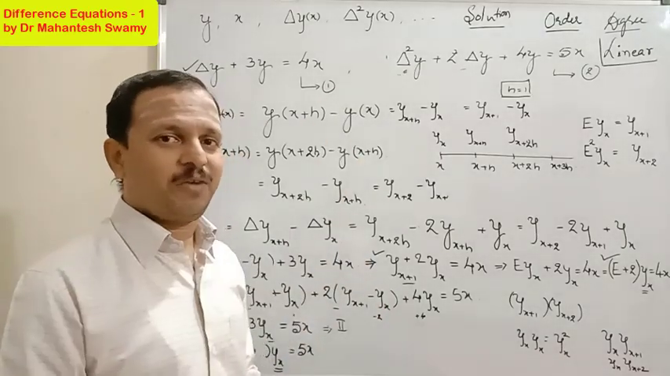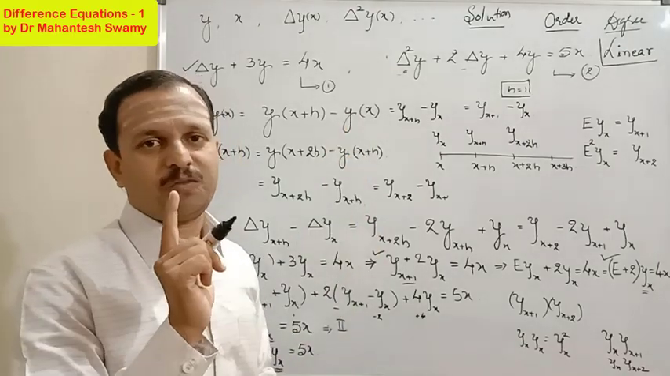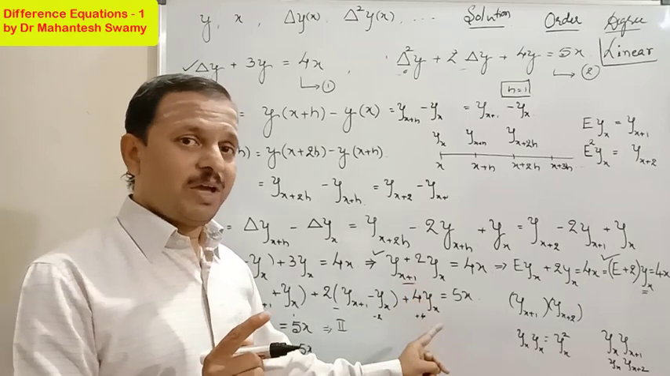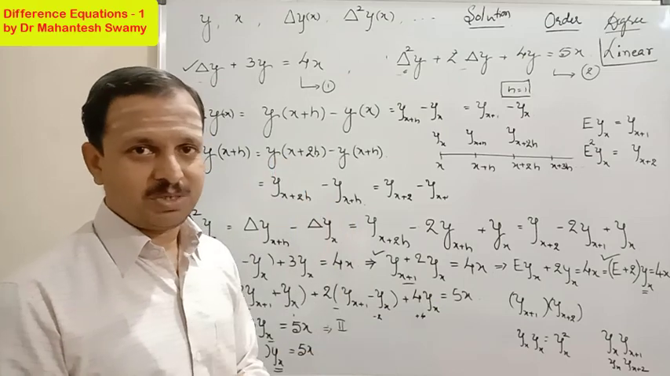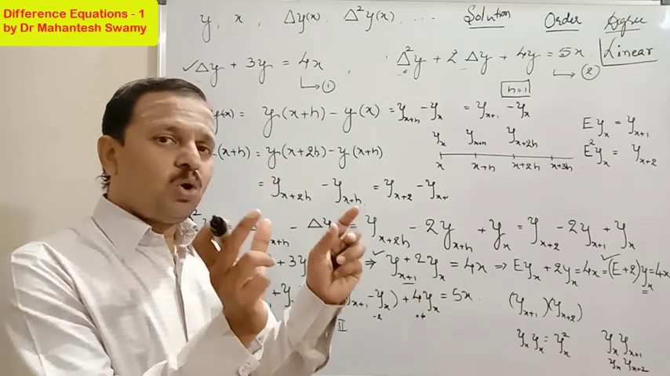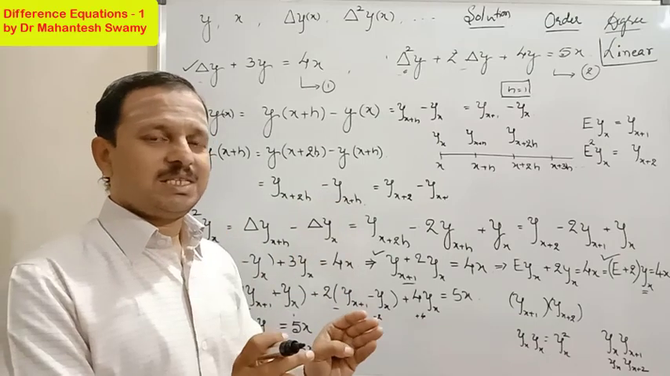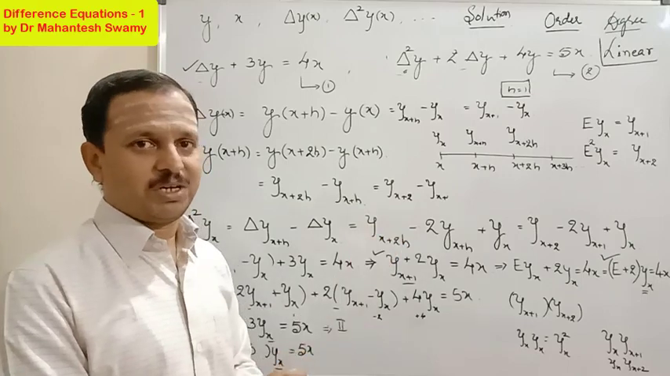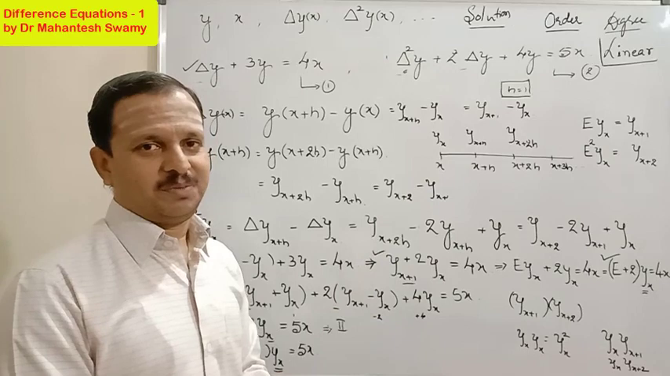So once again I will define. A difference equation is said to be linear if it is of first degree, the dependent variable y(x) is not multiplied with any of the difference terms, and no two difference terms are multiplied together. If this is the case in the given difference equation, then the equation is called a linear difference equation.